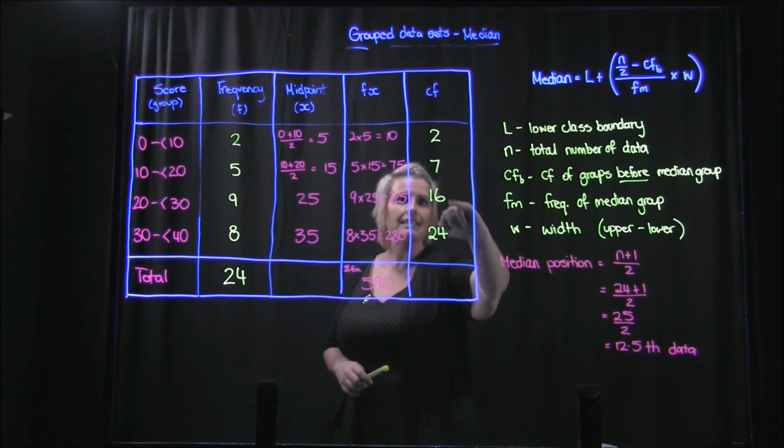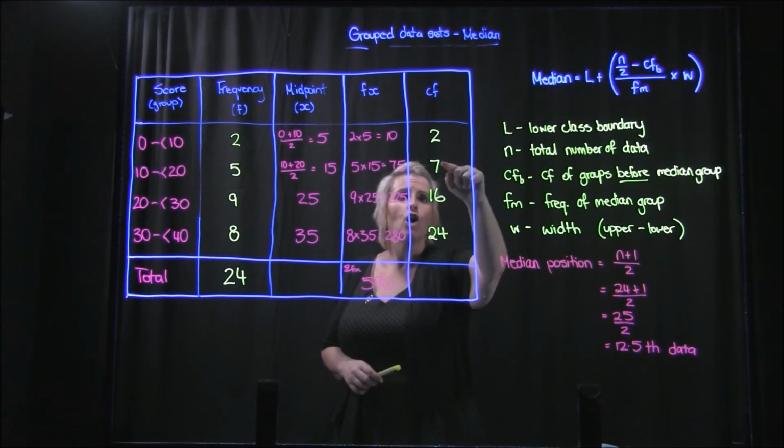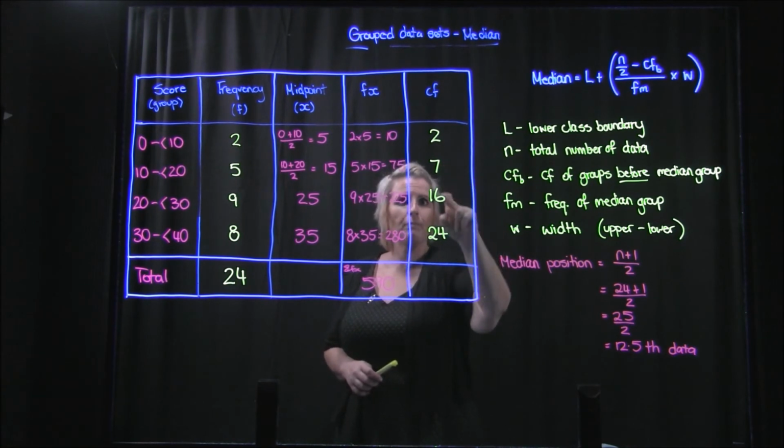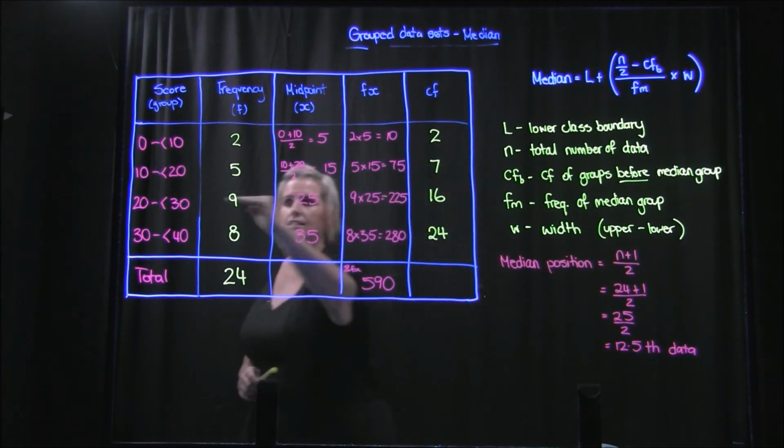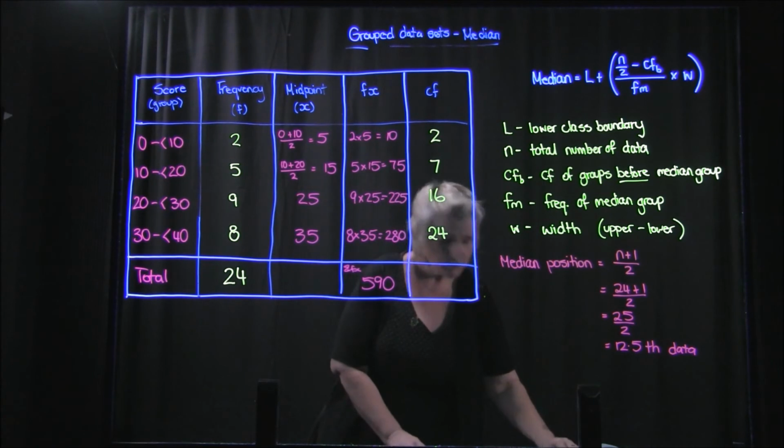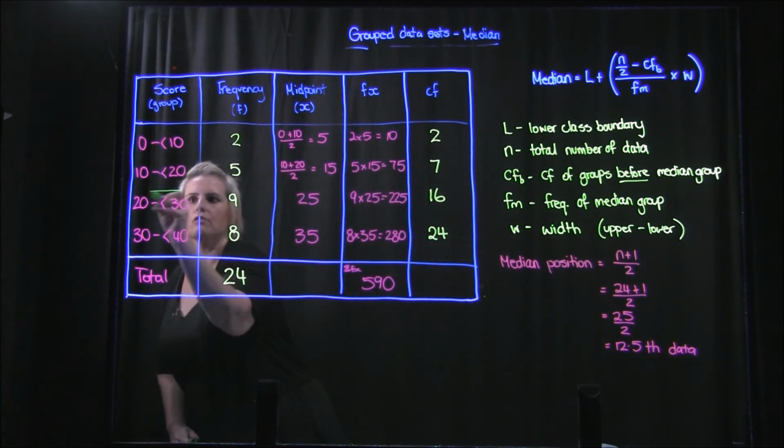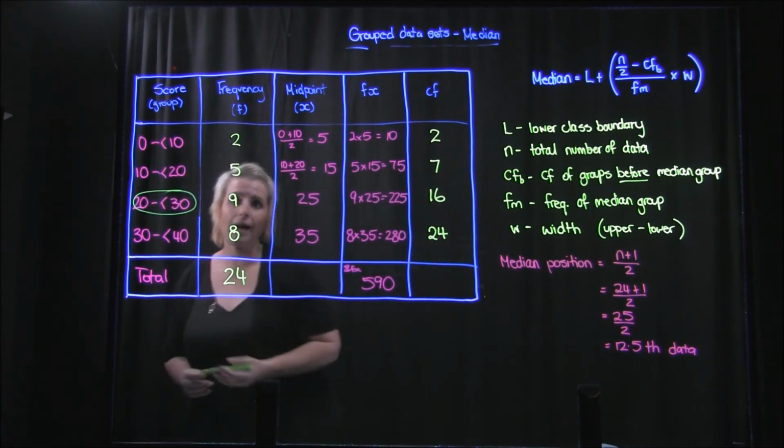Okay, so now that we know our cumulative frequency, our 12 and a half data, so 2, no, 7, no, 16. We've gone past 12 and a half. So after the 7, but before the 16. So it's this group here. I'm just going to circle this. This is our median group.